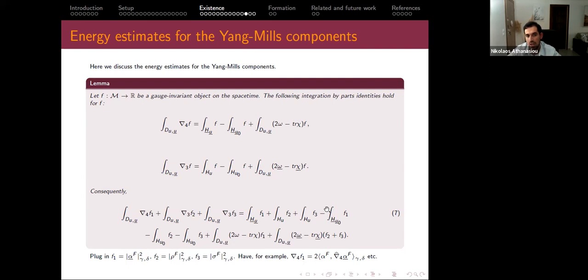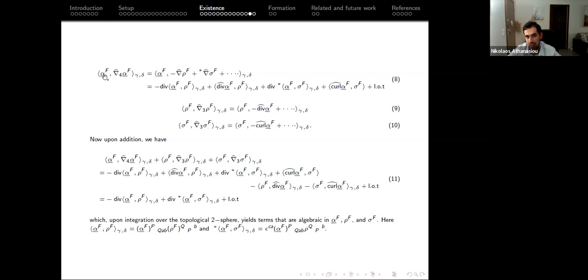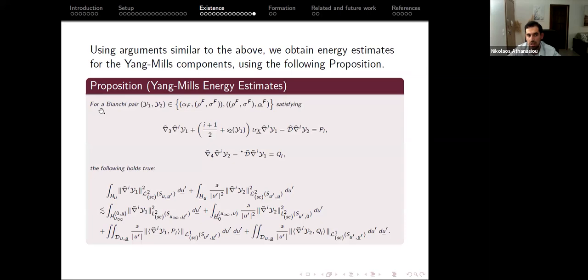So once we put these together, we calculate alpha bar f nabla 4 alpha bar f, rho f nabla 3 rho f, sigma f nabla 3 sigma f. And if we add these terms together, we get divergences at the end of the day. Upon integration over the topological two sphere using the divergence theorem, this gives terms that are algebraic in alpha bar f, rho f, and sigma f. So using ideas like this, we are able to obtain the following corresponding proposition for the Yang-Mills energy estimates. For these two Bianchi pairs, they satisfy these types of equations, and we are able to obtain the same energy identity. And again, by the time we reach here, we have obtained estimates that are adequate to control these two space-time integrals.